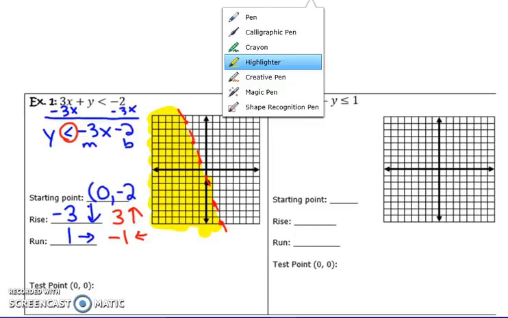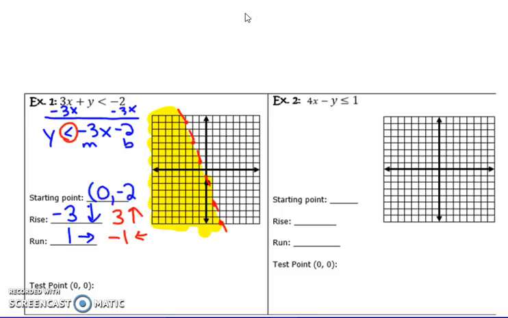Now, if you prefer to use the test point of (0, 0), if I plug 0 back into standard form, I have 3 times 0 plus 0 is less than negative 2. Well, 0 is less than negative 2. That's not true. That is false. So we are not going to shade where (0, 0) is. If I look, (0, 0) is not shaded.